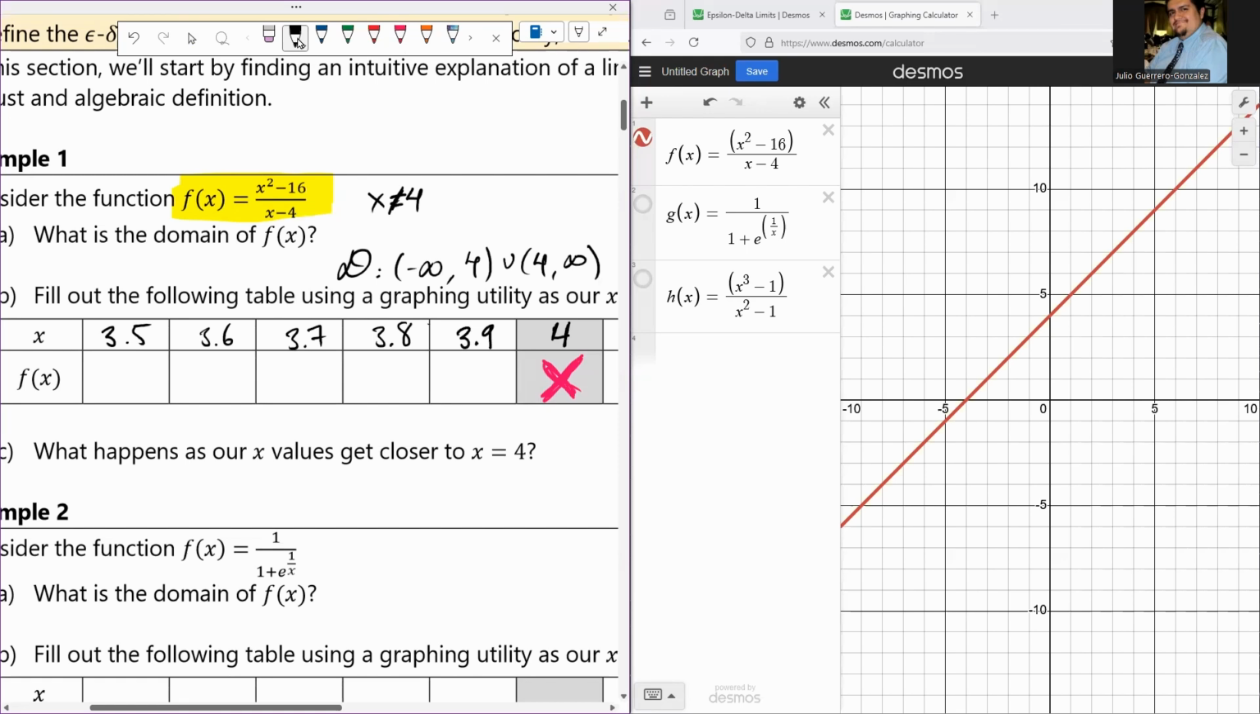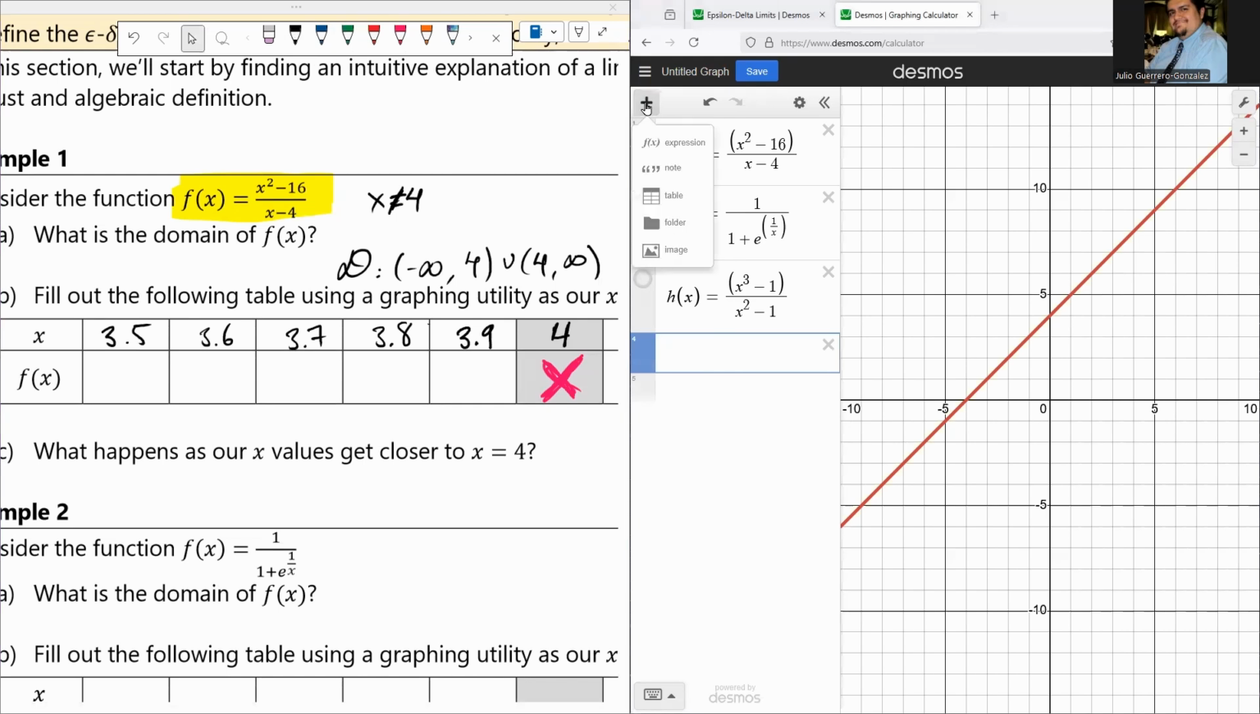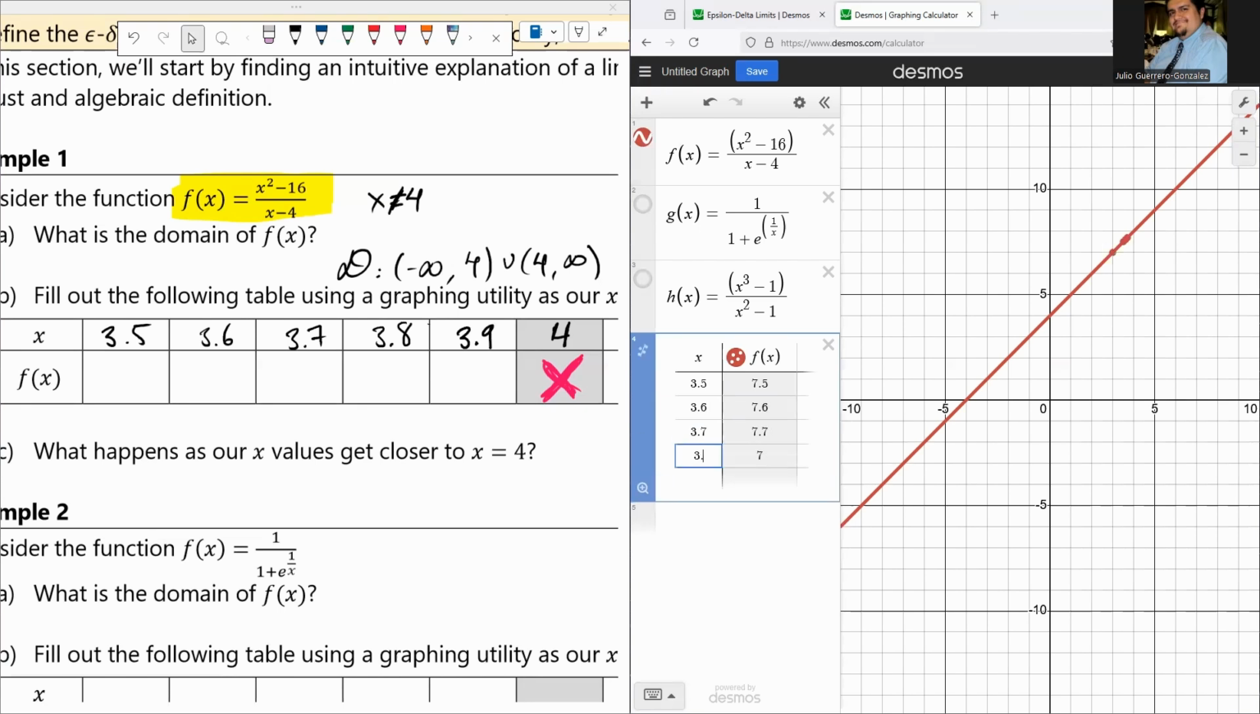Now I'm going to go ahead and add in a table. I'm going to get rid of this and make it x, and since I called it f of x, I'm going to change that to f of x. Now I can put in some values for me to have this thing compute: 3.5, 3.6, 3.7, 3.8, 3.9. Now I'm going to copy those over.